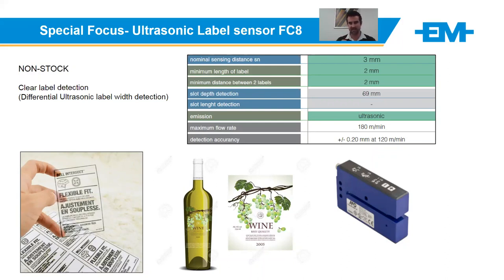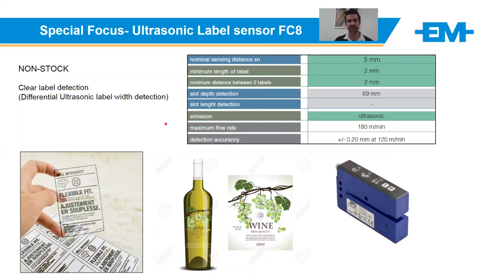This sensor actually measures the distance, so whether there's a label or a backing. And that detection accuracy is about 0.2 millimeters. So long as your label is thicker than 0.2 millimeters, the ultrasonic sensor will be able to detect the presence of a label or the backing itself. And that's how it will decide the stopping position for the servo drive in the system.